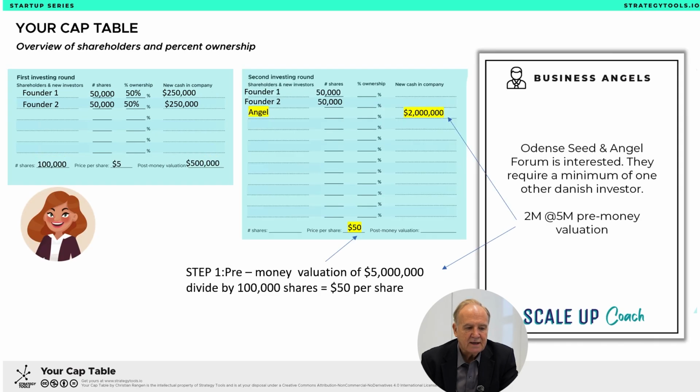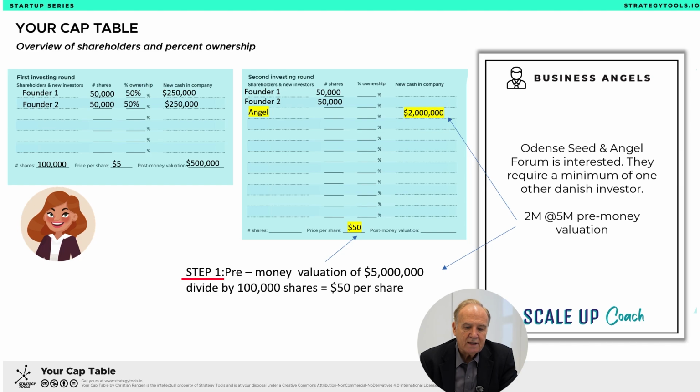Now let's say the business is growing, it needs more money. So you approach an angel investor, and the angel investor makes you an offer. They said they will value your company at $5 million, what they call pre-money valuation. And at that valuation, they will put in $2 million. So now our problem is to figure out how many shares to give the new angel investor and how much that will dilute the existing founders from their 50% ownership.